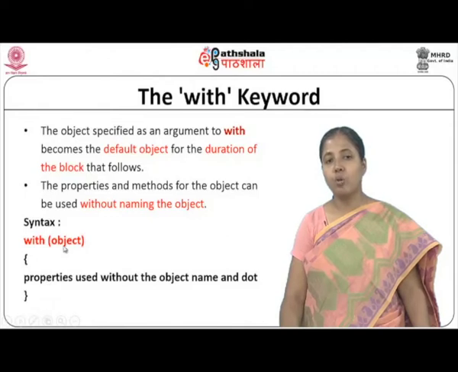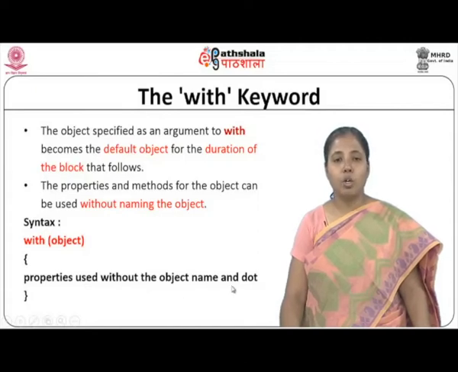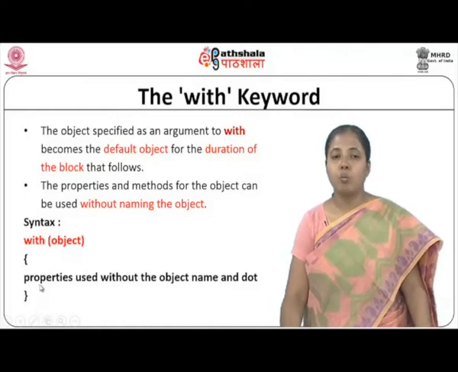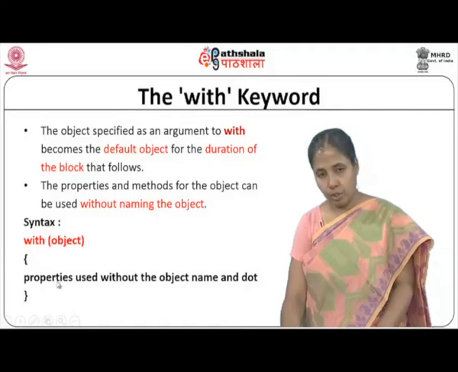So, within this block you can use the default object. The property is used without the object name and the dot operator. For those statements you do not want to give the object name. So, the properties and methods of the object used with the keyword with would be used without naming the object.